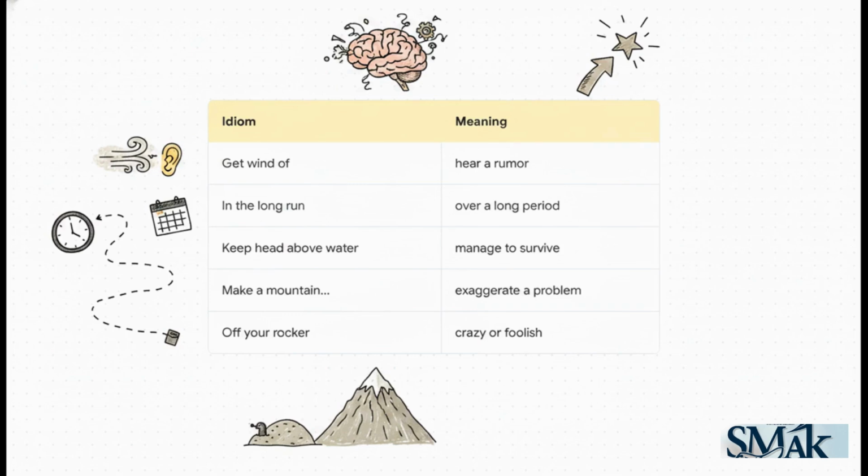Let's dig into a couple of these. To get wind of something means you heard a secret, kind of like catching a faint scent carried on a sudden breeze. In the long run refers to things playing out over a long-term future. And making a mountain out of a molehill, that is such a fantastic visual. It perfectly describes someone overreacting and exaggerating a tiny, mole-sized problem into a giant, mountain-sized catastrophe. Throw these into your daily chats and watch your fluency instantly level up.